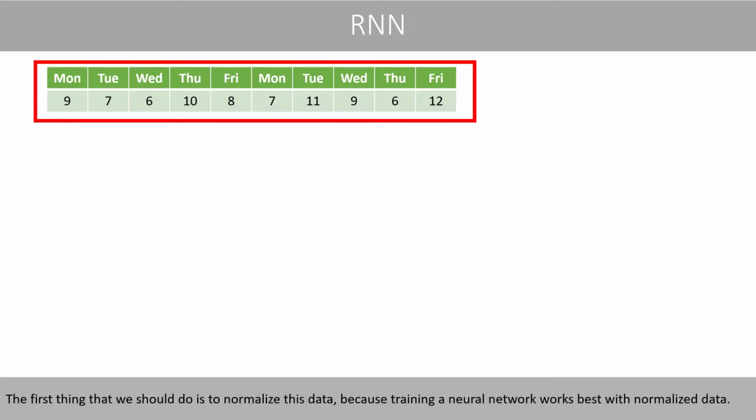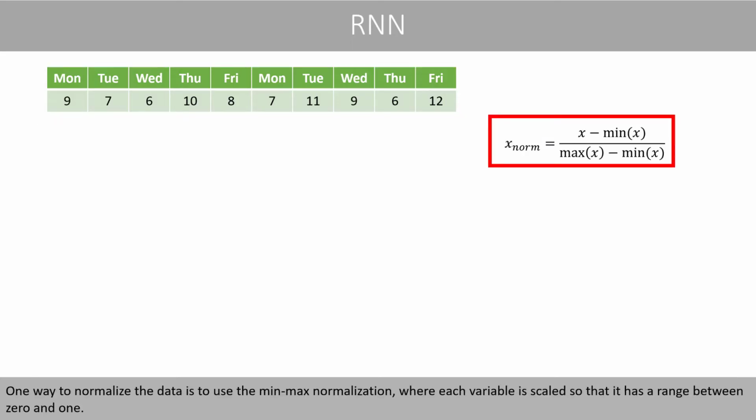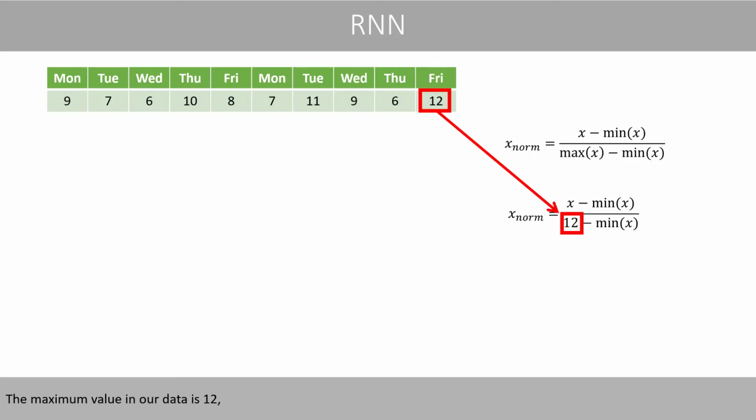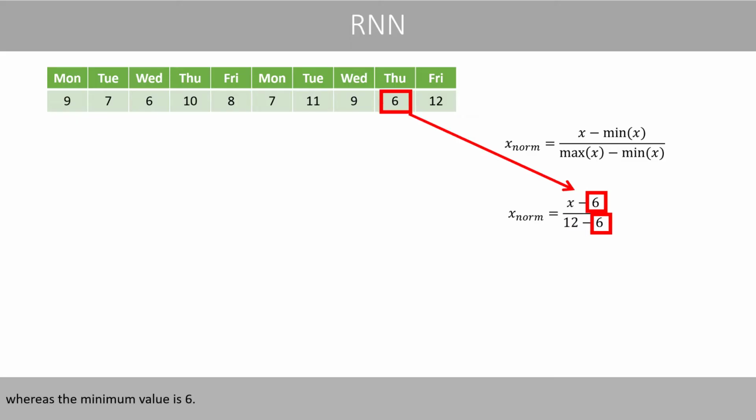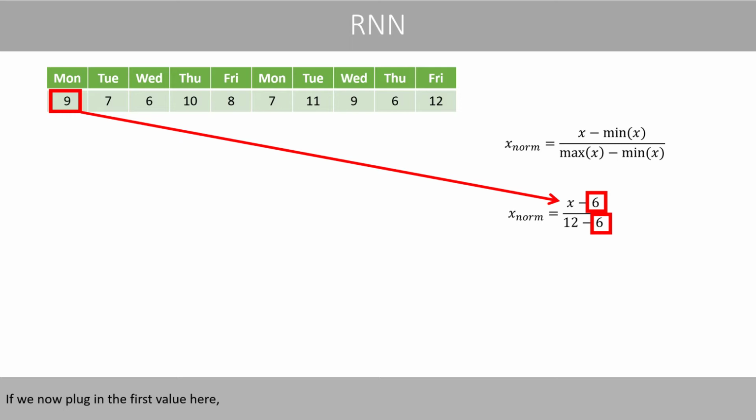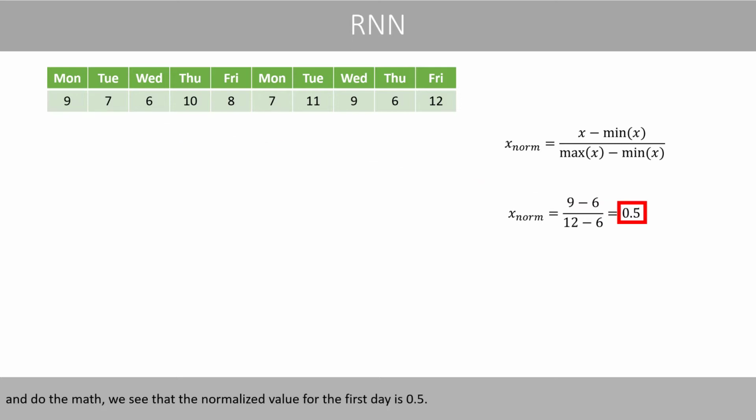The first thing that we should do is to normalize this data, because training a neural network works best with normalized data. One way to normalize the data is to use the min-max normalization, where each variable is scaled so that it has a range between 0 and 1. The maximum value in our data is 12, whereas the minimum value is 6. If we now plug in the first value here and do the math, we see that the normalized value for the first day is 0.5.